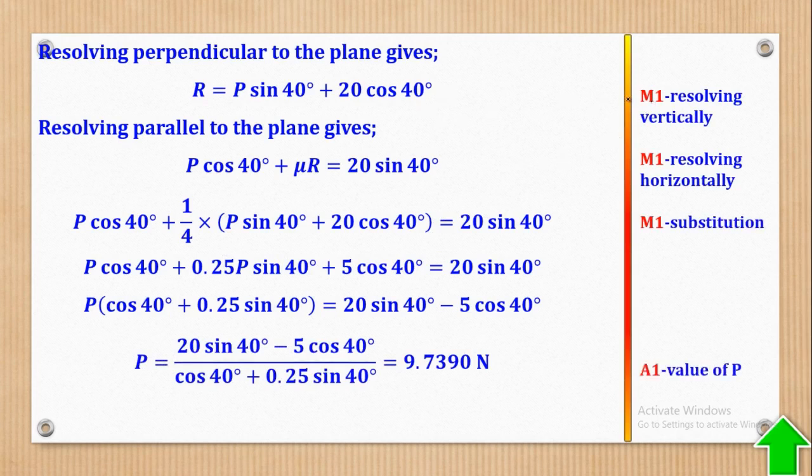So M1 for resolving, not vertically. It should be this one resolving perpendicular to the plane, and this one resolving parallel to the plane, and this one is for substituting, this one is for getting the value of P.